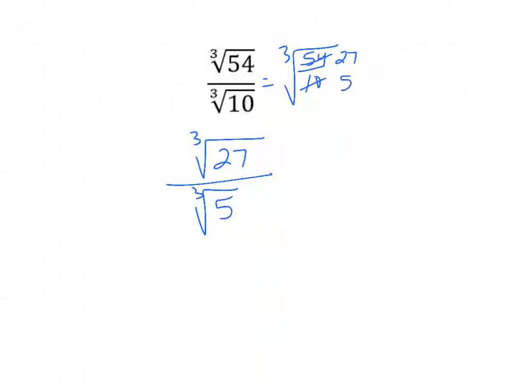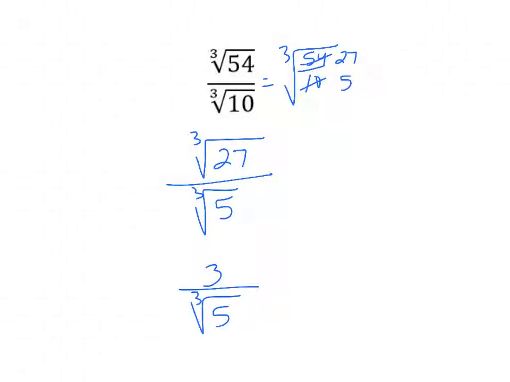Now, I like that my numbers are smaller, but did you see this right here? I have a cube root of 27. Isn't 27 in my list of perfect cubes? What is it that we cube to get 27? 3. So the cube root of 27 is just 3 over cube root of 5.